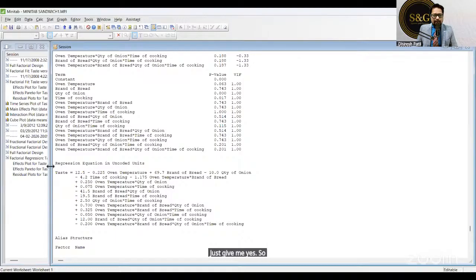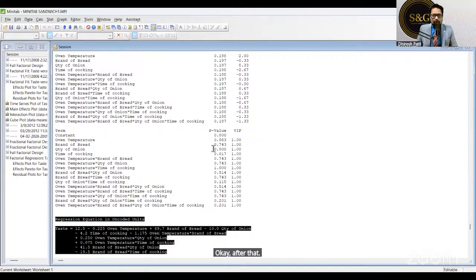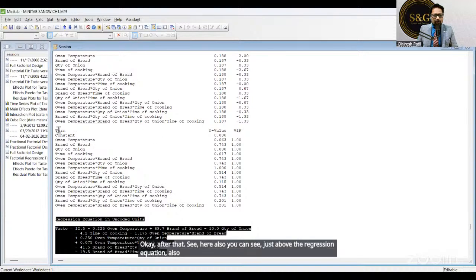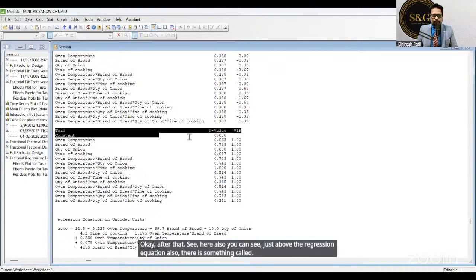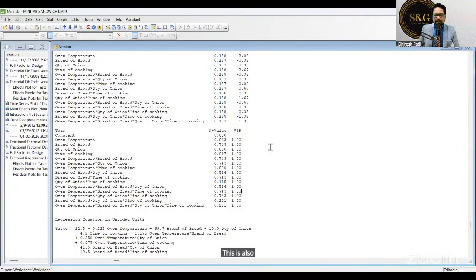So, see, this is the regression equation. After that, just above the regression equation, you can also see something called p-value. This you can also refer to. This is also the same thing. Let's figure this out.